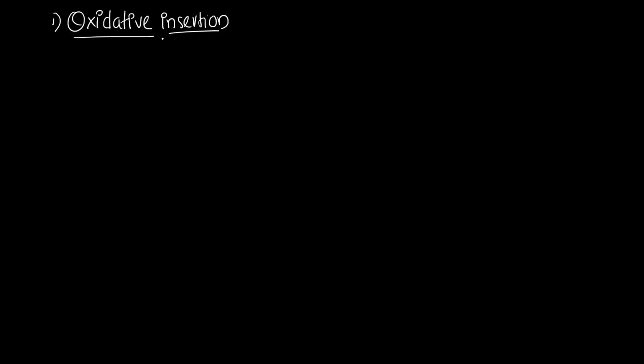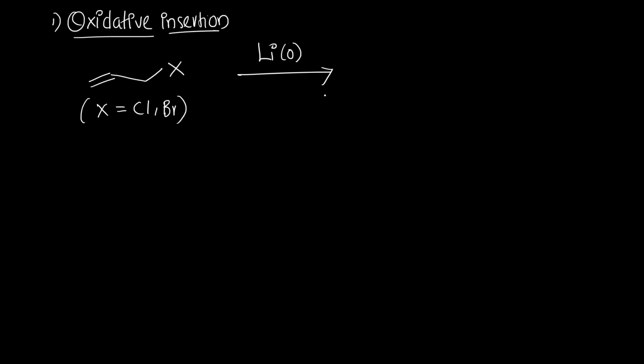Next, we will learn the oxidative insertion approach for the synthesis of organolithium reagents. I am taking here an alkyl halide. We can have X equal to fluorine or bromine, and we can use our lithium metal. Lithium metal is in zero oxidation state, and you will generate the organolithium. You have to see in the starting material you have the halide, so you need to use two equivalents of lithium. You will generate one equivalent of lithium halide as the side product.